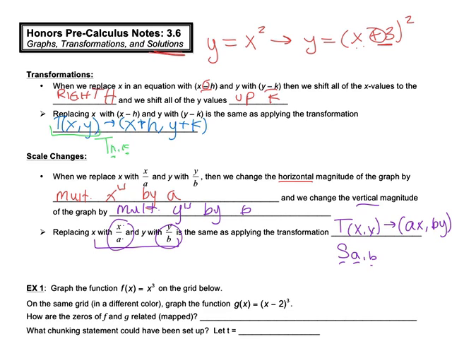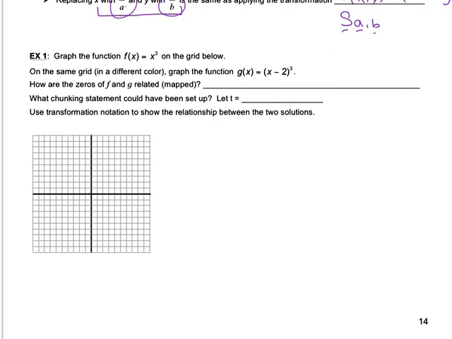Okay, on this first example, first we're just going to graph this function, y equals x cubed. So we take our x values and cube them. So 0 cubed is 0, 1 cubed is 1, 2 cubed is 8, and negative 1 cubed is negative 1. And negative 2 cubed is negative 8. So then we've got a rough graph that looks like that.